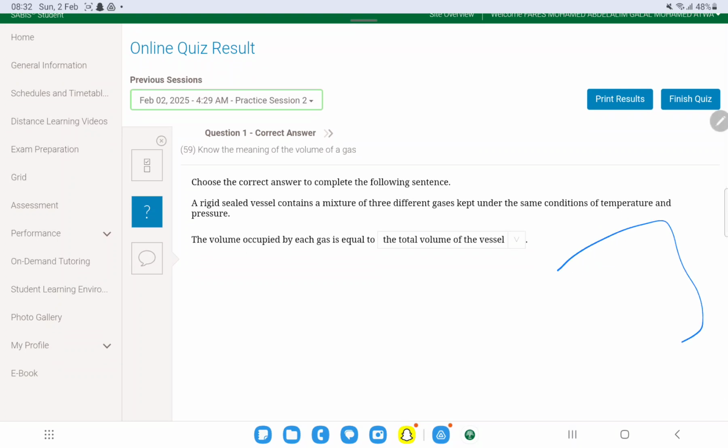See, when it's a closed vessel, and no matter how many gases you have inside, they do not care about the other gases. They're going to take all of the space they can. They do not care about anyone else. They're going to take the whole vessel. So that's how you can remember it: they're going to take the whole volume of the vessel for themselves.